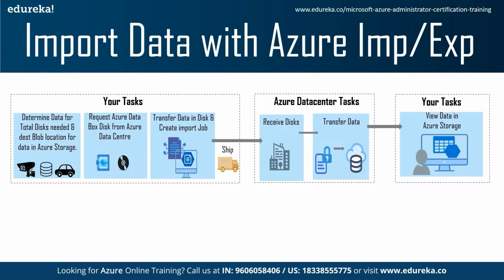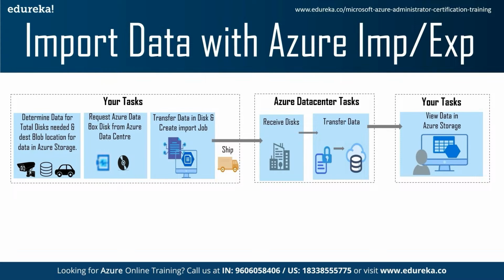For an export job, you prepare a set of blank disks and ship them to an Azure Data Center. Or you can request a disk from the Azure Data Center. Means the disk is the same which I have explained to you before, the Azure Data Box disk. So Microsoft then copies the data to these disks and ships them back to you. In this scenario, you have decided that using the Azure Import/Export service will meet your requirements.